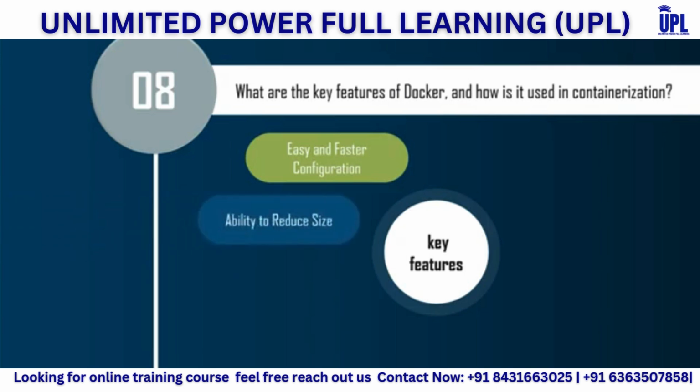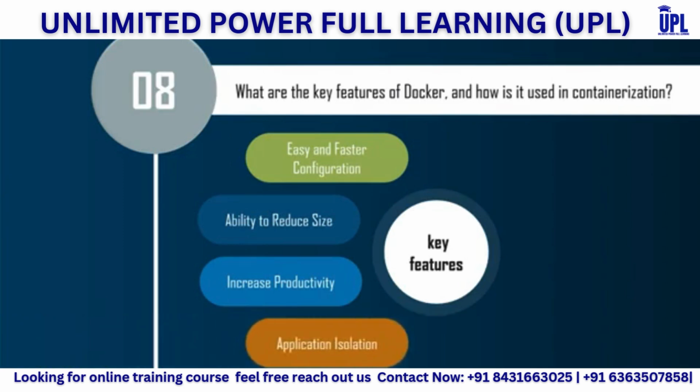Next, ability to reduce size. So Docker uses efficient storage and layering, reducing image sizes and improving storage efficiency, which is particularly useful for distribution and deployment. Next, increase productivity. So developers can work in consistent and isolated environments, speeding up development and testing cycles while reducing any issues. And then we have application isolation. So Docker containers isolate applications and their dependencies, preventing conflicts and ensuring that each application runs independently.